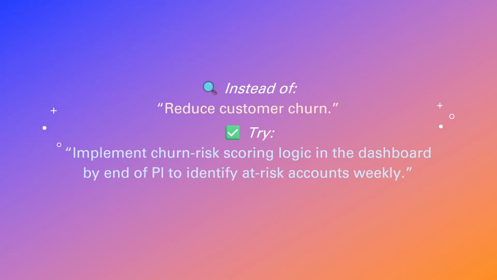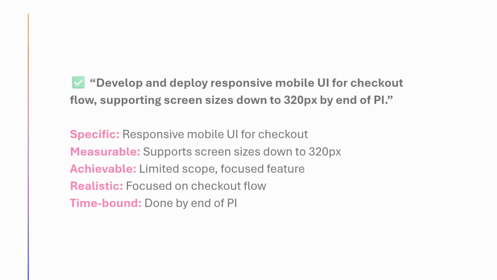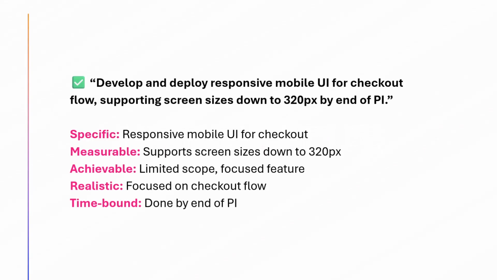So, now we've explained what SMART means, here are a few examples of SMART PI objectives that meet all 5 criteria. Develop and deploy responsive mobile UI for checkout flow, supporting screen sizes down to 320 pixels by end of PI. Here we can see it is specific for the mobile UI for checkout. It is measurable. We can double check on those screen sizes. It's achievable because we've limited the scope. It's realistic because we are focusing on just the checkout flow, and we have time bound it by the PI.